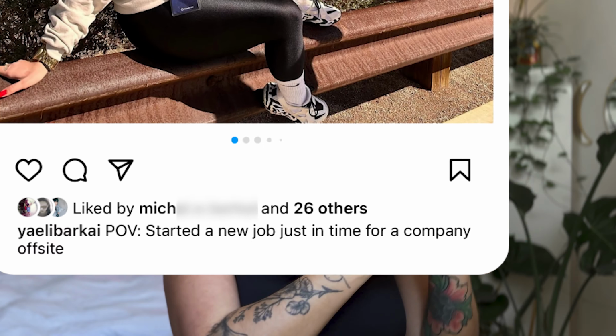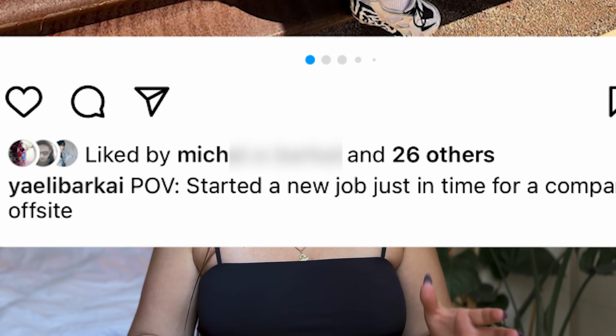Why do you think Instagram keeps showing you how many likes a post got? And they're not only showing you how many likes the post got, if your friends or accounts you follow like this post, they're going to show you their names. And you're like, if Yaeli liked it, maybe I should like it too.